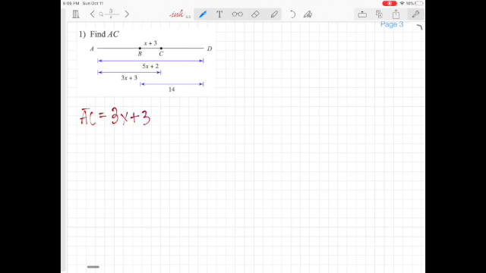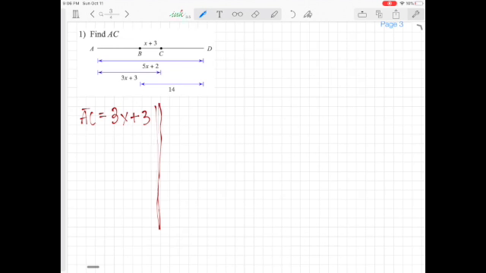So in order to find AC, though, I kind of need to know what x is, because if I don't know what x is, there's no way I can find out what AC is. So we're going to have to figure out what x is and then come back to it. So I'm just going to draw a line here, and we're going to come back to that.